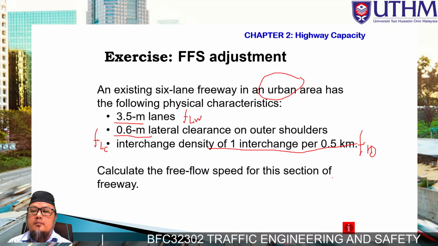Okay, the highway is 6 lane, so refer to this column, because the highway is 6 lane, 3 lane per direction, so we have 6.0 for the right shoulder width. So now we obtain the value of 2.6. Okay, next, factor adjustment for number of lanes. Per direction is 3 lane, so we have now 4.8.